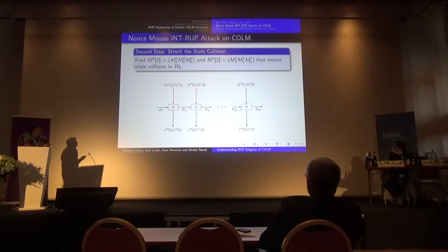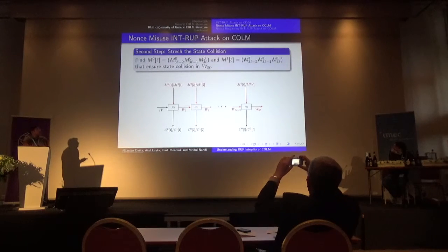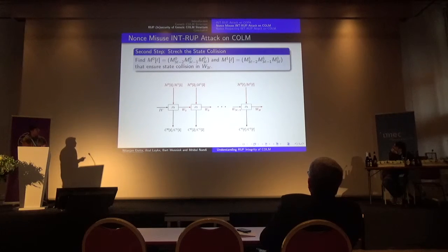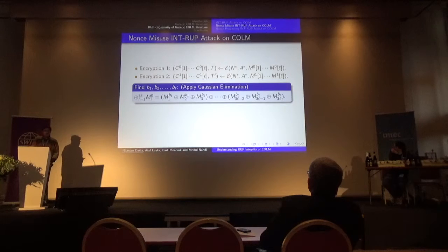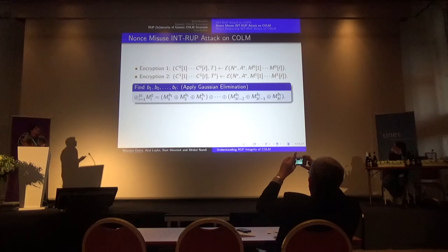Next, find M02 and M12 such that W6 matches for these two, and just continue till L, up to W3L, so it should match. Using this, we can mount the attack as follows.